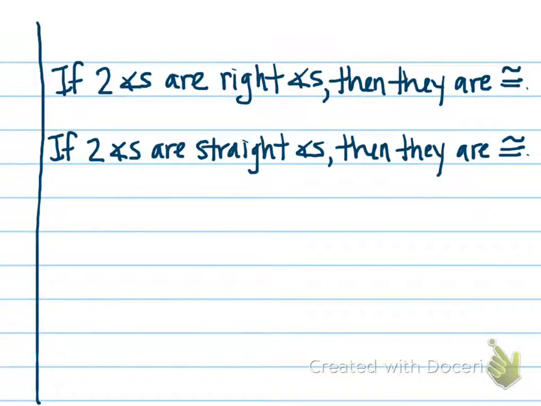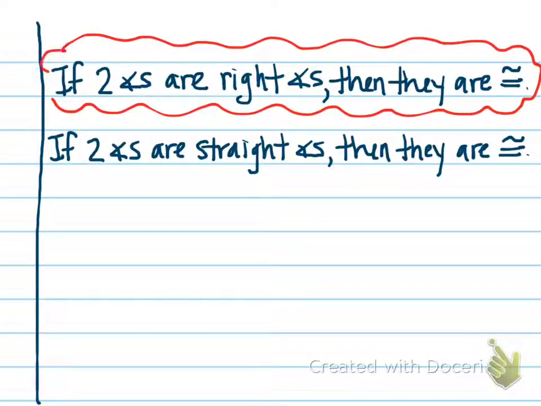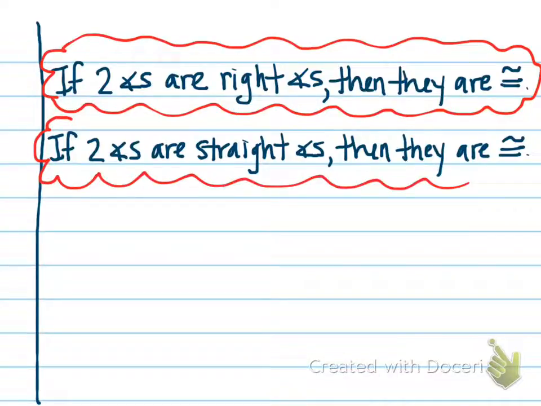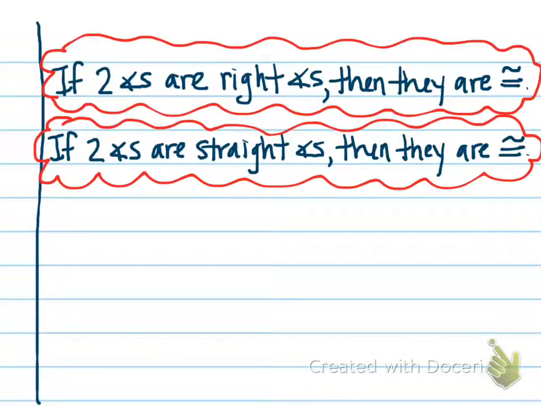Here are our first two theorems that we will use in a few moments in some two-column proofs. The first one says, if two angles are right angles, then they are congruent. We know that right angles are angles that equal 90 degrees. So if two angles both have the same measure, then they are congruent. We also know this second theorem, which says, if two angles are straight angles, then they are congruent. We know that straight angles by definition equal 180 degrees. So if two angles both equal 180 degrees, then they are congruent.